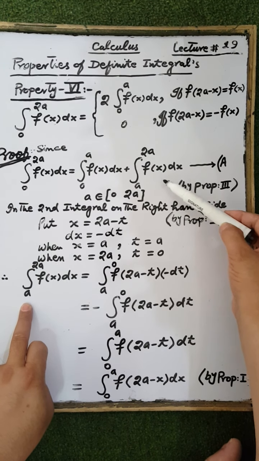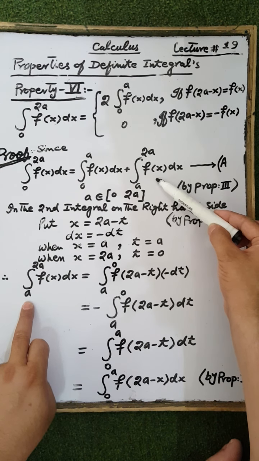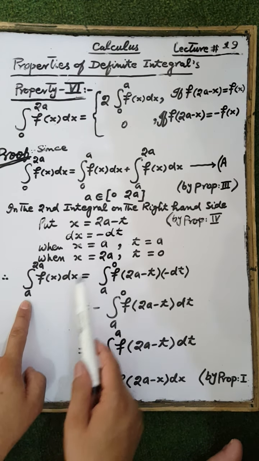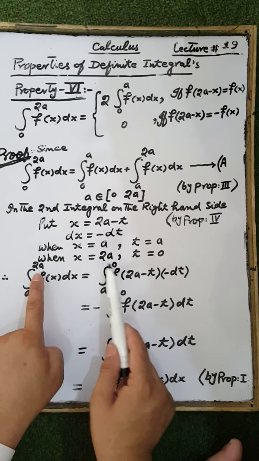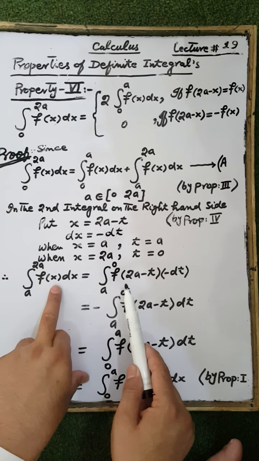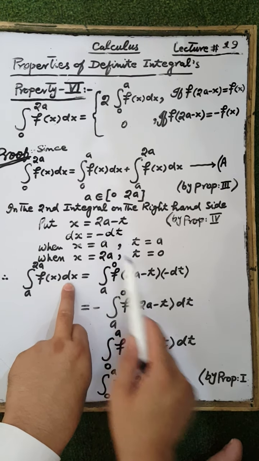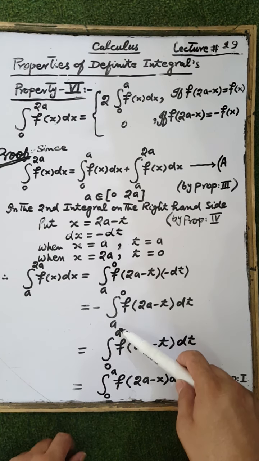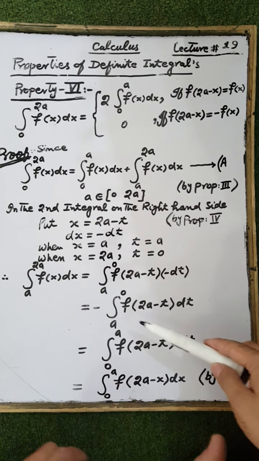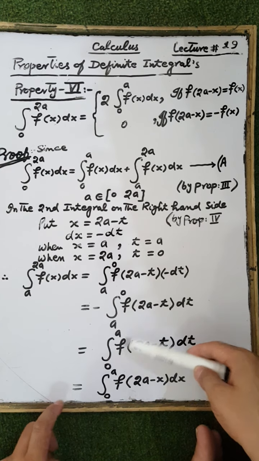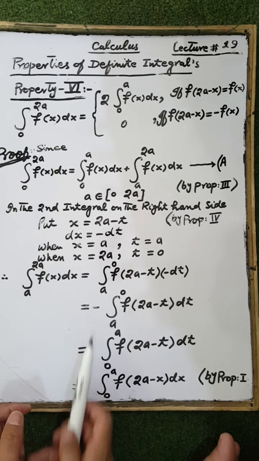Therefore, the second integration on the right hand side of equation number a, the integral from a to 2a f of x dx, is equal to the following. When x is equal to a, then t is equal to a. When x is equal to 2a, then t is equal to 0. And in f of x, replace x by the new variable 2a minus t, and dx is equal to minus dt. The result is minus integral from 0 to a f of 2a minus t dt. And when we change the upper and lower limit, the result of the integration is multiplied by minus 1. That is, minus 1 multiplied by minus 1 is equal to plus 1.